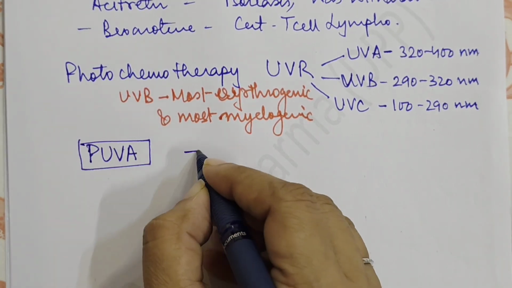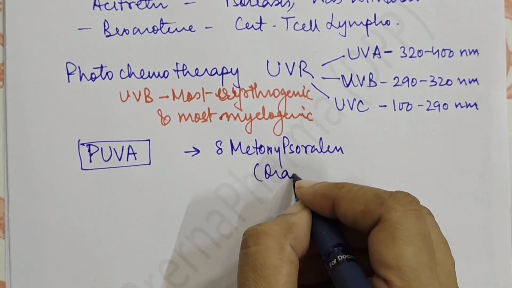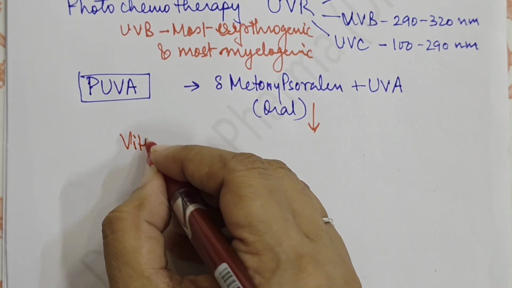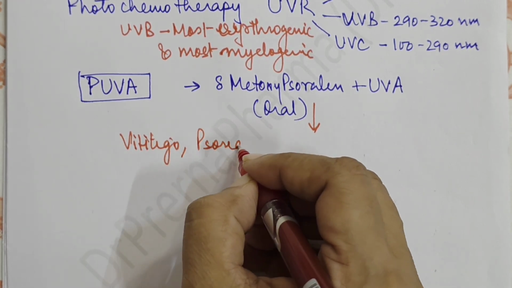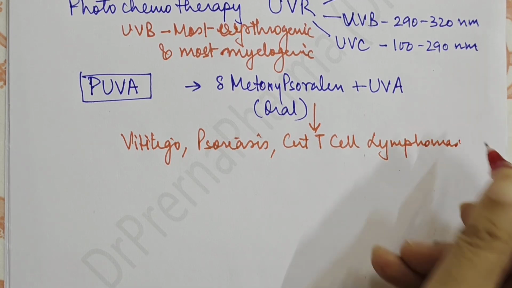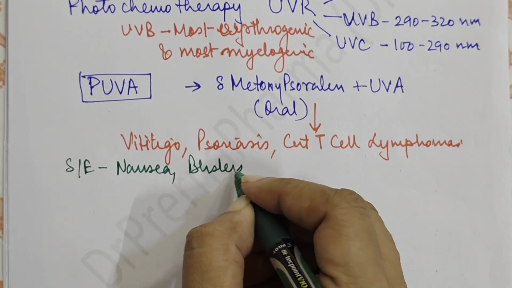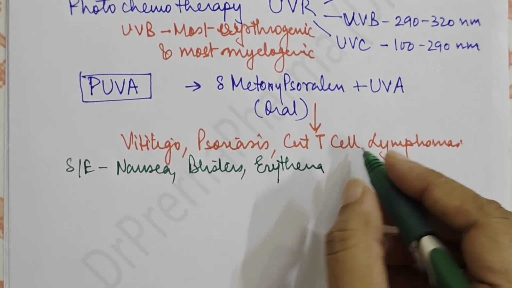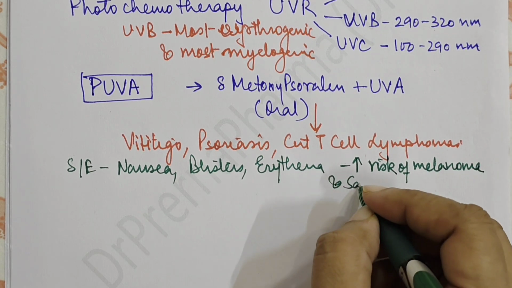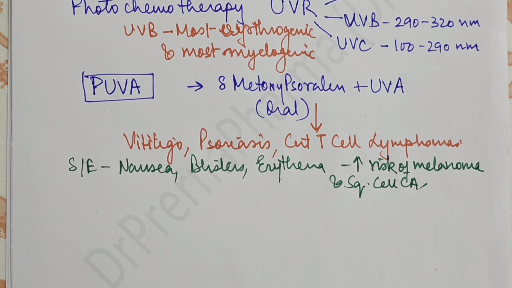Now what is PUVA? There is something called PUVA therapy, which is 8-methoxypsoralen. This is given orally plus ultraviolet A. And where is it used? It is used in vitiligo, in psoriasis and in cutaneous T-cell lymphomas. Then it has some side effects, that is nausea, blisters, erythema. It also increases the risk of melanoma and squamous cell carcinoma. So PUVA therapy is basically 8-methoxypsoralen plus ultraviolet A.